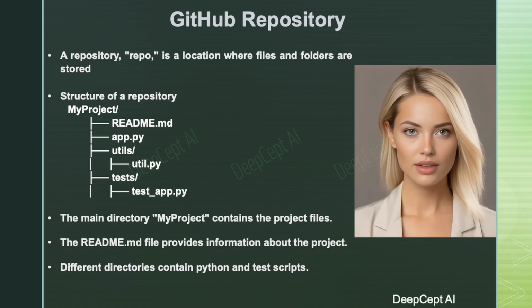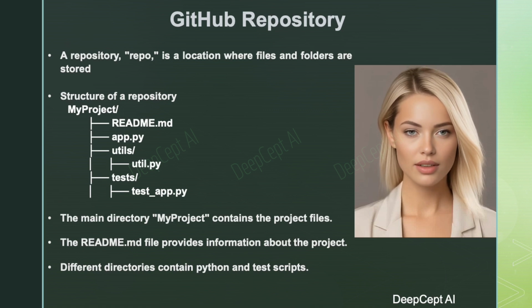A GitHub repository, often abbreviated as repo, is a location where files and folders are stored for a particular project. It is a central hub storage location where all project files and their revision history are stored. Repositories can contain code, documentation, images, and other project-related files. The structure of a repository typically consists of directories, subdirectories, and individual files, organized according to the project's needs.